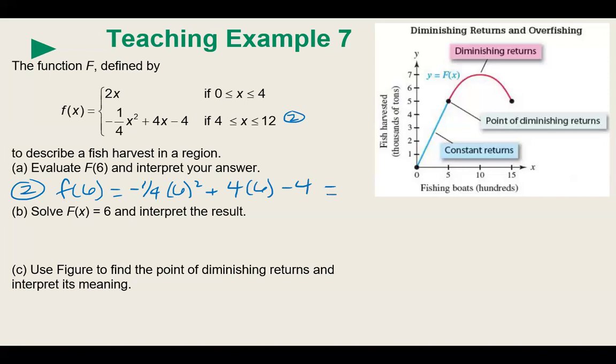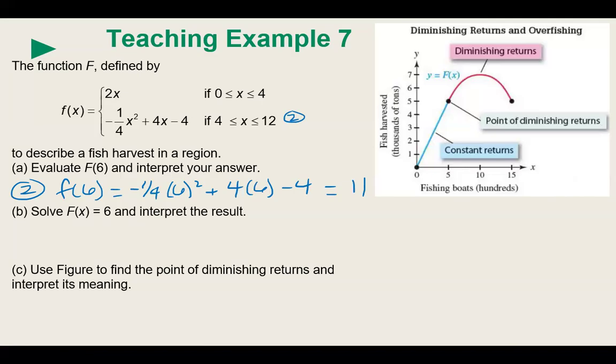If you do this in the calculator or in your head, you get 6 squared is 36. 36 divided by negative 4 is negative 9. Negative 9 plus 24 is 15. 15 minus 4 is 11. Okay. So you get 11.